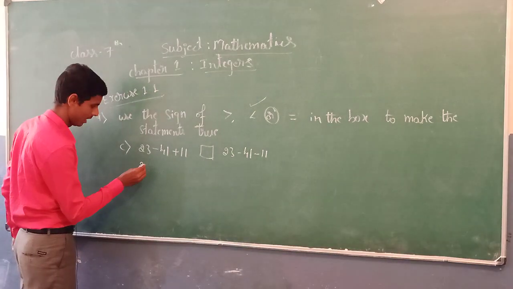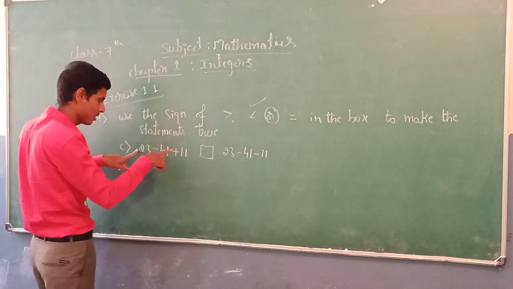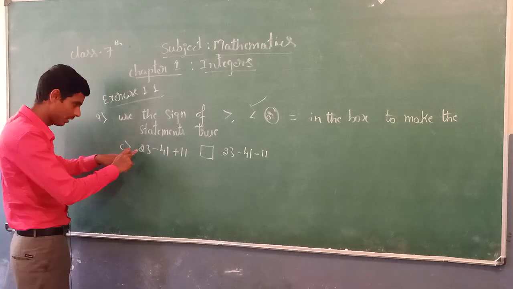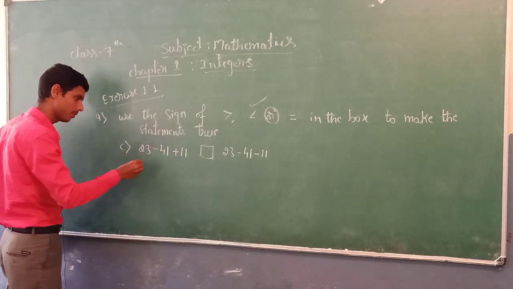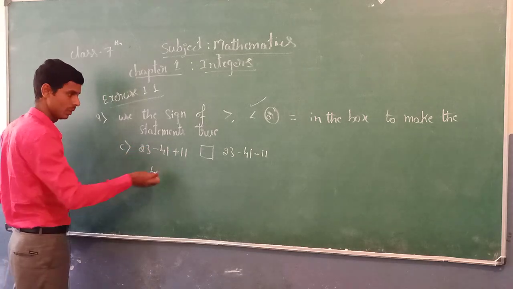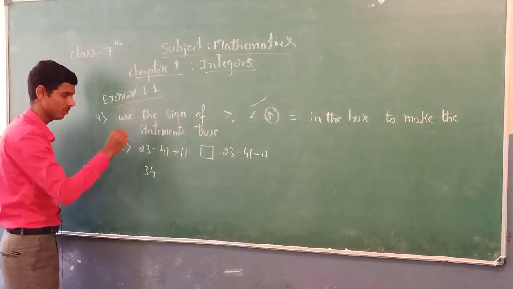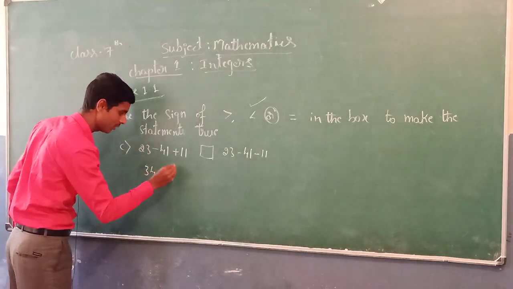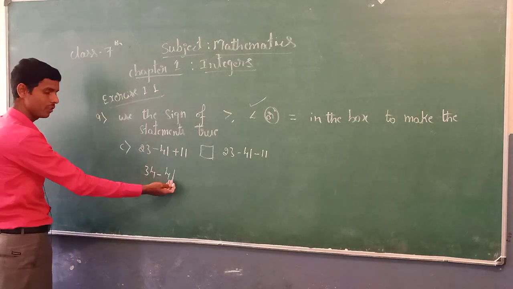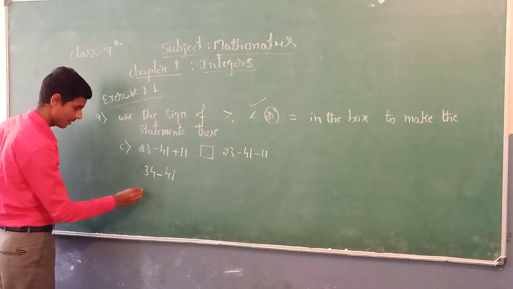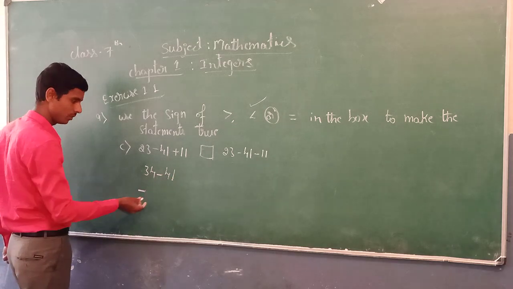23 we can write as it is. This 23 and 11 have the same sign, so we can add these two. 1 plus 3 is 4, and 1 plus 2 is 3. So minus 41. Here we have to subtract by putting a minus sign. From 41 we have to subtract 34.